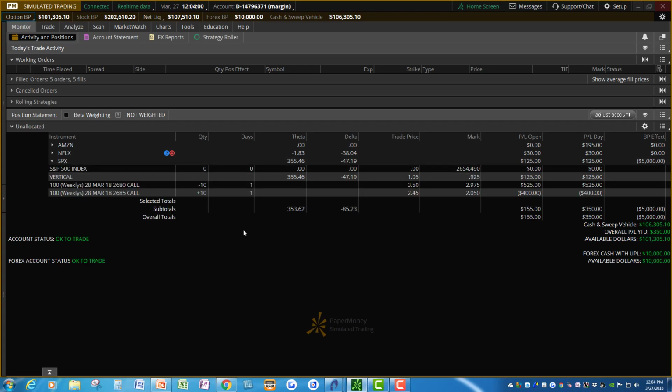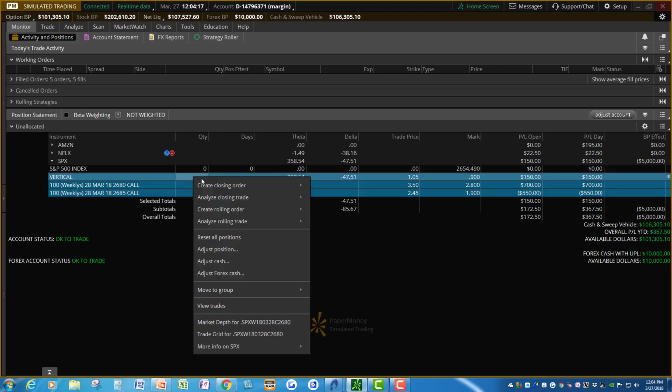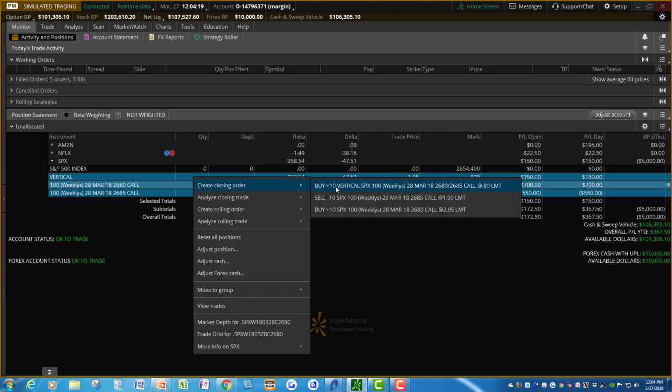Okay, SPX. Normally, this is a trade that's off tomorrow. What we would do, we wouldn't do anything. The goal is to let this expire worthless. But let's just say that it's going against us. If it is going against us, we need to close it out. We just go here, create the closing order. We're going to buy all 10.